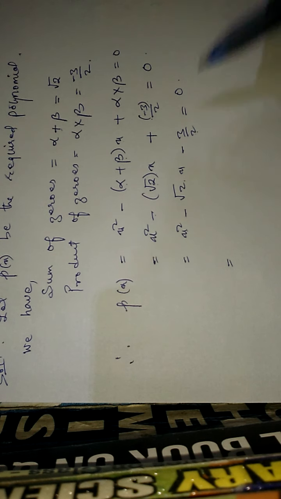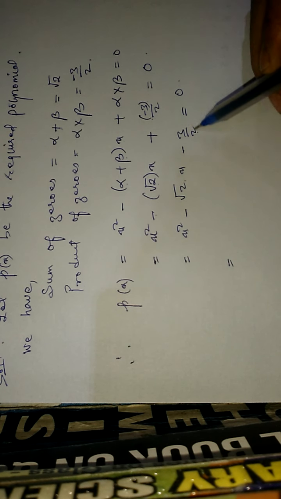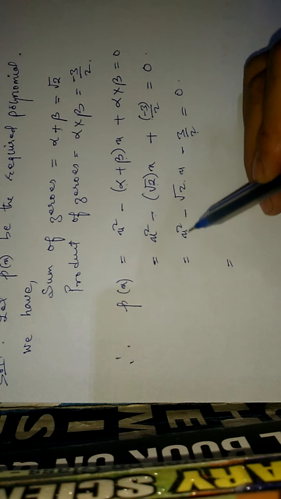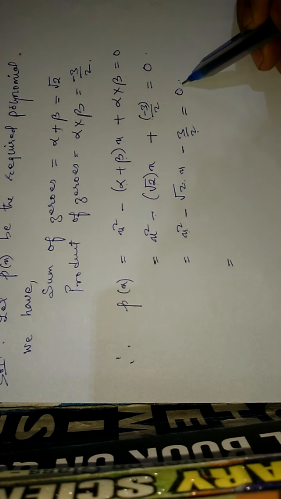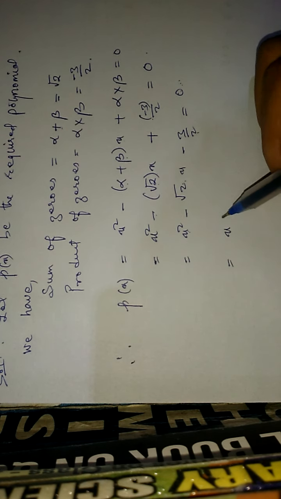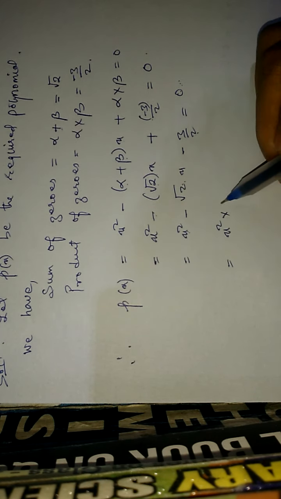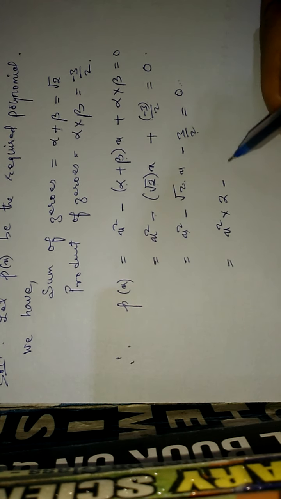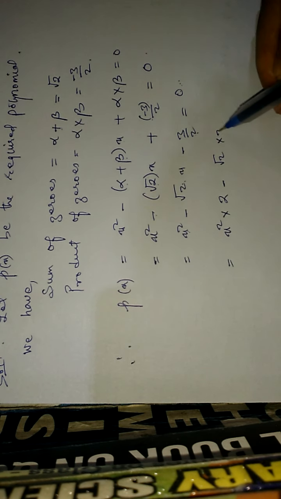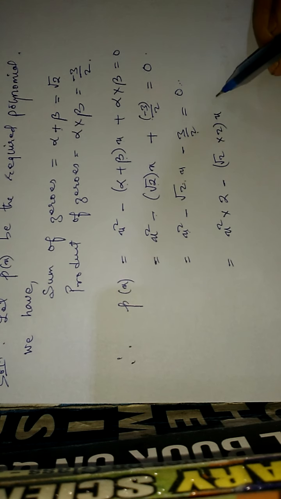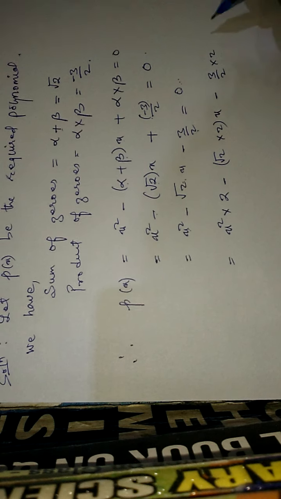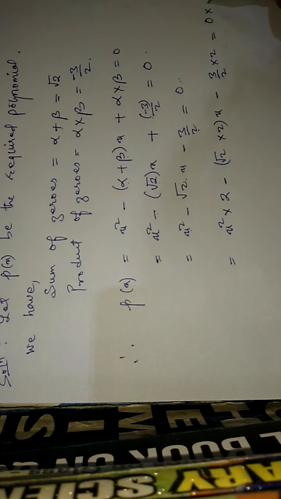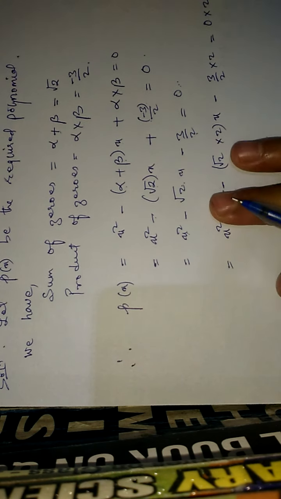So we get x square into 2, minus root 2 into 2 x, minus 3 by 2 into 2, equal to 0 into 2. Multiplying this, you will get 2x square.